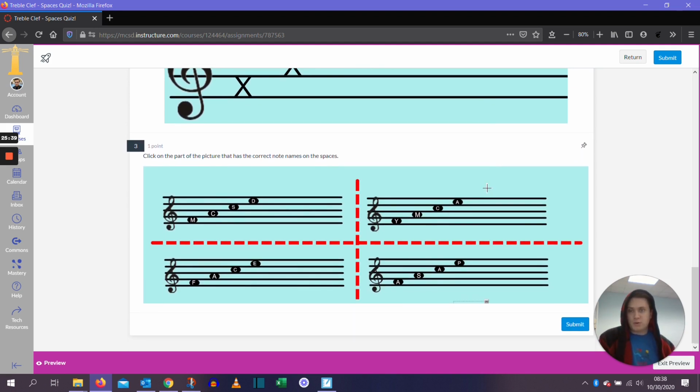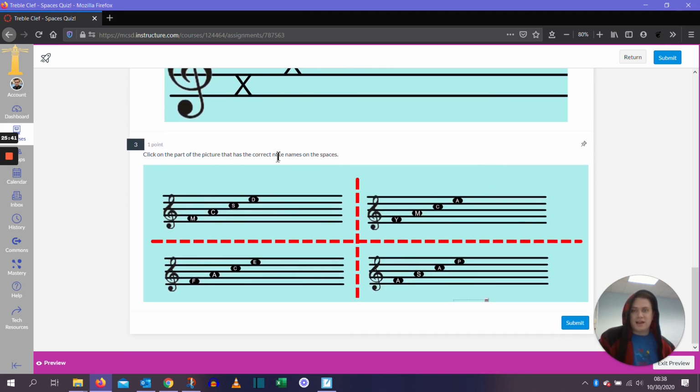Okay, last question. Click on the part of the picture that has the correct note names on the spaces. So I've given you the notes on the spaces. Now I've gone back to what it was in the presentation, and you've got the letters, the notes on the spaces. But I have filled in 3 of these with incorrect letters. Your job is to click on the one that has the correct letters. Okay? Click on the one that has the correct letters. Remember, it rhymes with space.